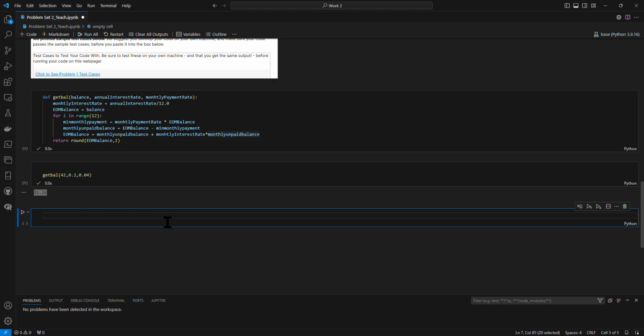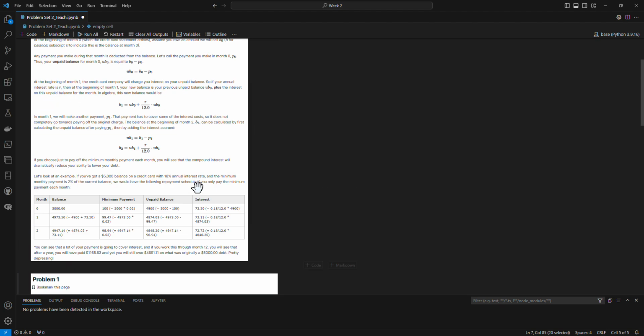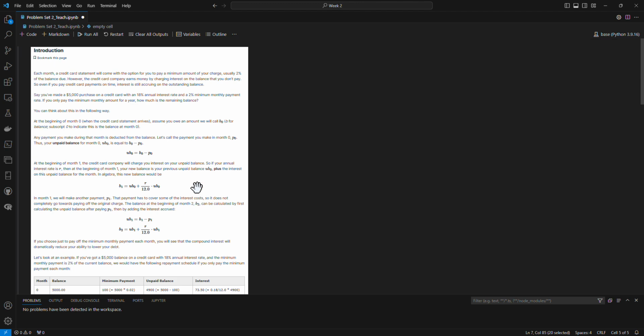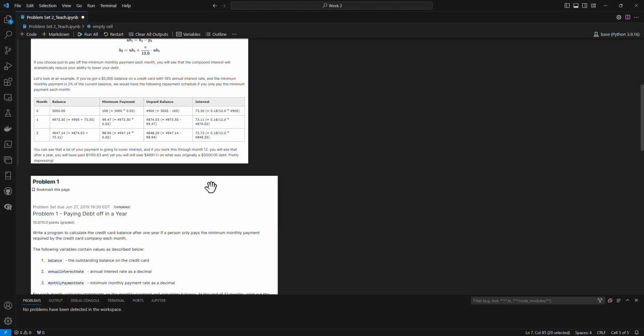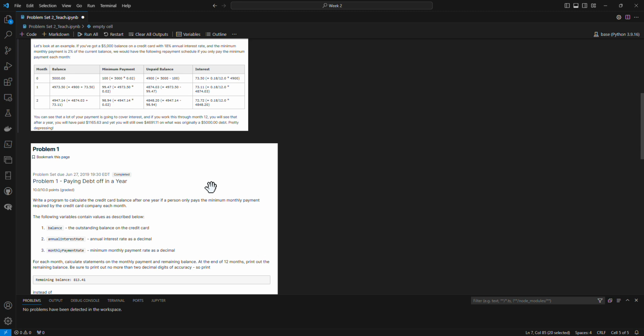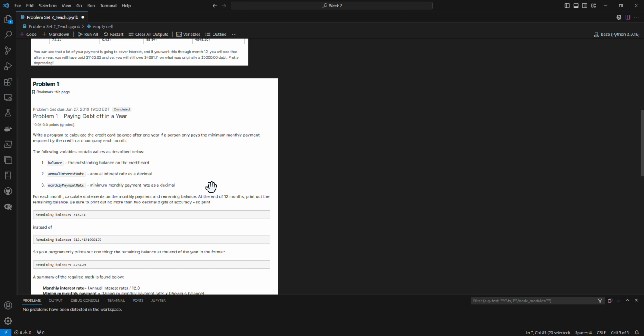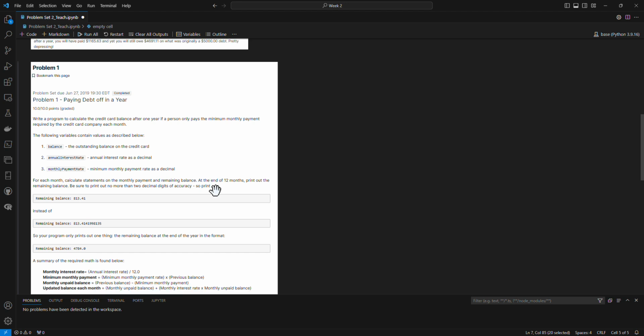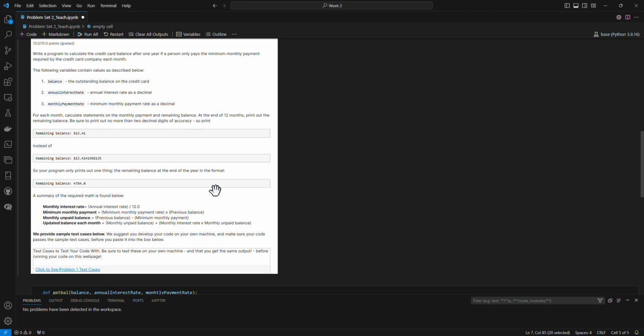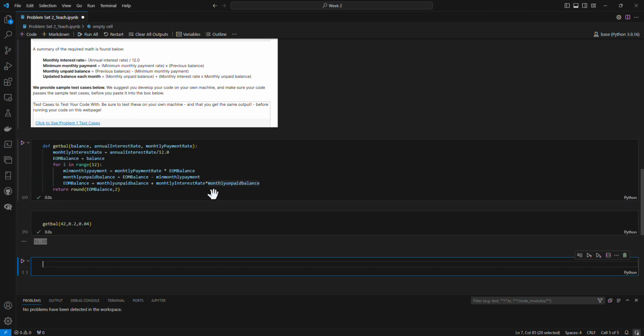So in conclusion, let's review what we did today. We talked about a credit card statement and how the credit card statement works. A problem was presented to us with three variables: balance, annual interest rate, and monthly payment rate. It asks us to calculate the remaining balance after 1 year if we just pay the minimum monthly payment rate for 12 months. And this is what we get. Thank you so much.